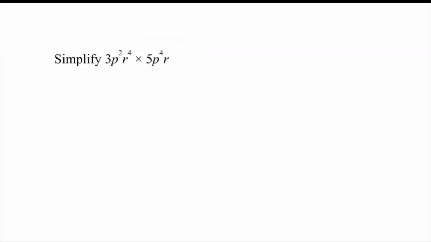Okay, our next question came from a non-calculator paper worth 2 marks. So hit pause, press play when you're ready. Okay, numbers first. 3 times 5 is 15. As it's a multiplication question, we're adding the powers. So P has 2 plus 4, which is 6, and R has 4 plus 1, which is 5.